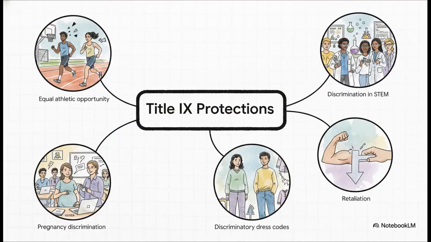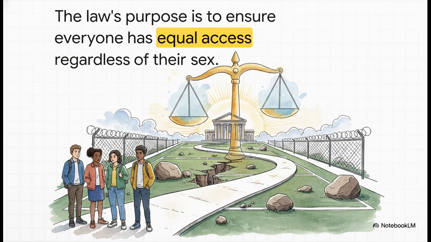And what's so interesting to see is just how broadly those protections have been interpreted over the decades. I mean, look at this. Sex-based discrimination isn't just one thing. It's been applied to cover everything from providing equal opportunities in sports, to protection from harassment, preventing discrimination against pregnant students, unfair dress codes, and even making sure there's equal access to STEM fields. When you boil it all down, the goal remains constant: to level the playing field. The whole purpose of the law is to make sure that a person's sex isn't used as a barrier that prevents them from getting an education or having the chance to succeed.